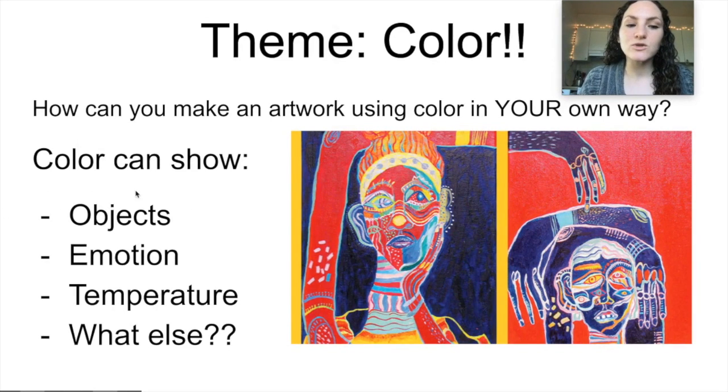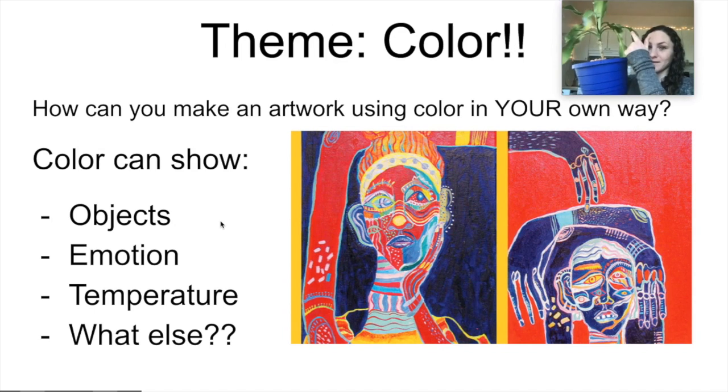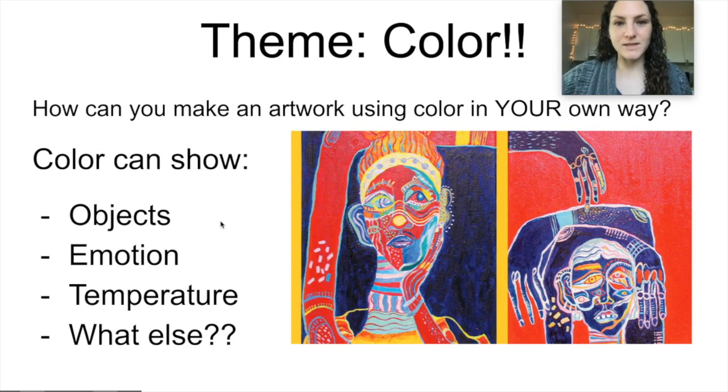So here are some things we've been learning about color that you might want to think about when you're designing your artwork. We learned that color can show objects. We looked at some color showing parts of a landscape, but color can really show any object at all. This object, blue, green. So use your color to represent different things that you want in your artwork.